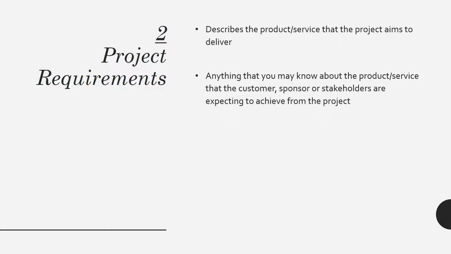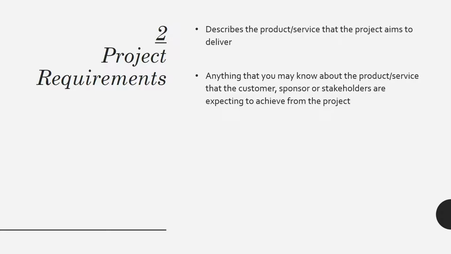So this also includes anything that you may know about the product or the service that the customer, sponsor, or other stakeholders are expecting to achieve from the project. Like I mentioned, a 50-story building is the project. You also know from the client that they want at least 10 lifts in that building. So that goes in the project requirements. That does not go into the project description, it goes into the project requirements.